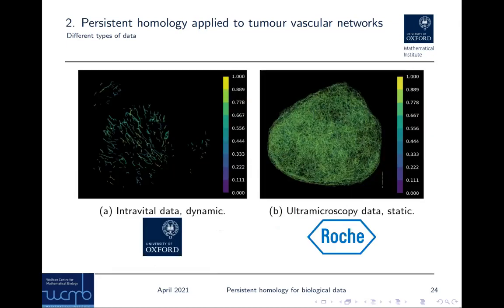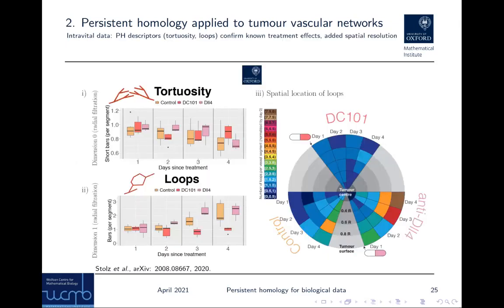And just to stress again that the data sets are really quite different. On the left-hand side, you've got the Oxford data set. So you can see that there's a small network there and it's fairly shallow, whereas on the right-hand side, we have the Roche data set, which is a bit less high resolved, but then you've got the entire tumor there and the huge network to work with. So let's see some results.